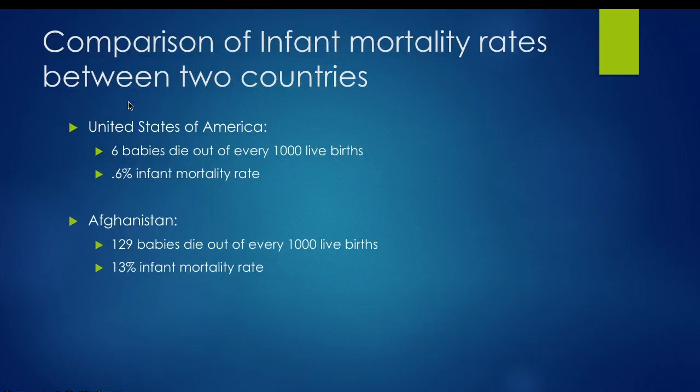When you compare the infant mortality rates between the United States and Afghanistan, you can see a huge difference in the percentages. The United States has an infant mortality rate of 0.6%, with only 6 babies dying per 1,000 live births. However, Afghanistan has an infant mortality rate of 13%, with 126 babies dying per 1,000 live births. This percentage difference may seem small, but that is a 21.5% increase in the number of babies that are dying.